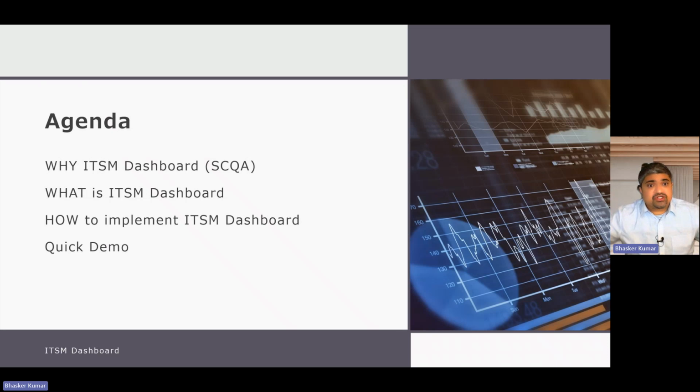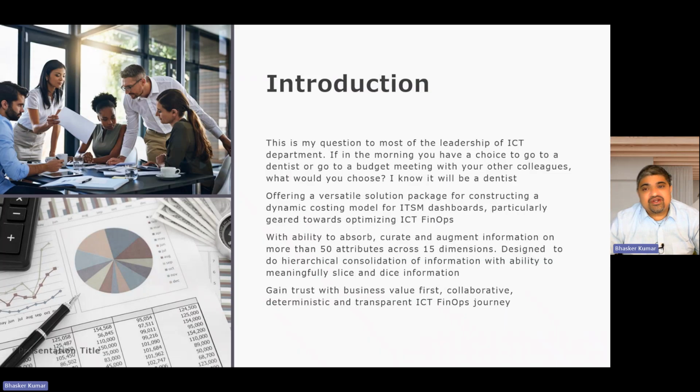So what is the ITSM dashboard? What does this dashboard constitute, and what is this application about? We will go into more detail. Then my personal recommendations of how to implement ITSM dashboards, especially if you are going for such a level of dashboard at the enterprise level, and how to implement it in a small way. And then there will be a demo, covered in another part of the video. This will not be part of this video. So let's move on.